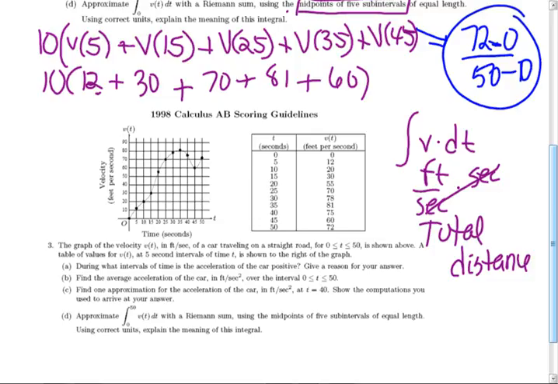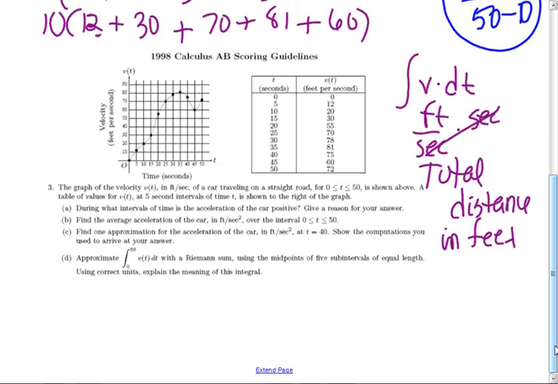Now that's not enough. That's not enough, in feet. It says using correct units. When in doubt, put the units in. Get in the habit of putting the units in. If they don't ask for the units and you do the units wrong, no problem. If they ask you for the units and you don't do them, that's a problem. That's the point. So it's the total distance traveled in feet.